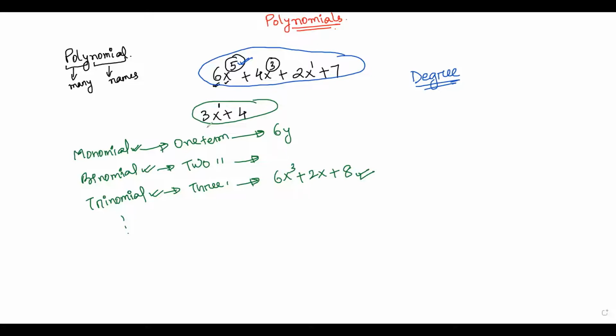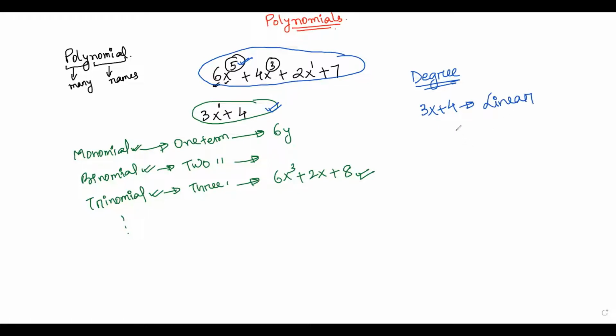In a similar way, if I consider this polynomial 3x plus 4, in this, the highest power of the variable is 1. So this is a 1-degree polynomial. A 1-degree polynomial is termed as a linear polynomial. So 3x plus 4 can be termed as a linear polynomial.